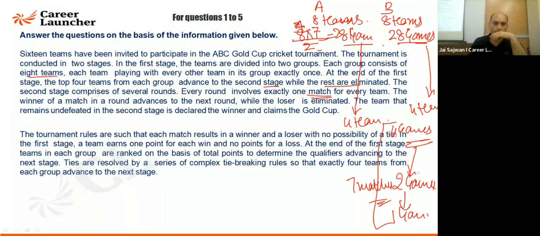The second stage comprises several rounds. Every round involves exactly 1 match for every team. This is an elimination: if you lose the match, you will be eliminated. The winner of a match in the round advances to the next round, again they are going to play, and the loser is eliminated. So it is directly eliminated: you lose and you get eliminated. The team that remains undefeated at the second stage is declared the winner and claims the gold cup.